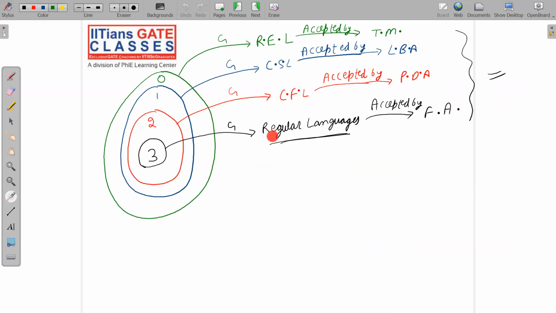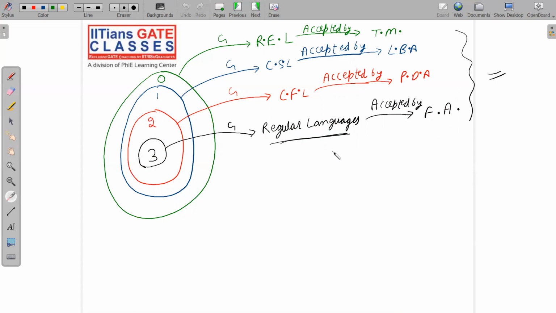And again, I am repeating, a language is regular if and only if there exists a type 3 grammar generating it, or there exists an FA accepting it. So this is the way. If you get a language in an exam and they ask whether this language is regular, then you just have to think about regular grammar. If you are able to think about a regular grammar which can generate that language, then we will say that it is a regular language. Otherwise, we won't say that it is a regular language.